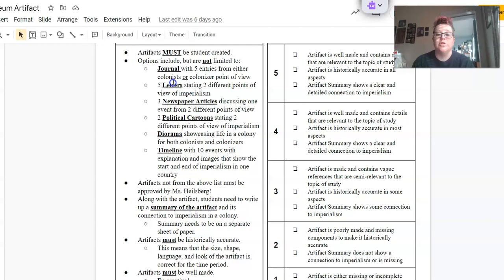And then your last one is your timeline with 10 events with explanation and images that show the start and end of imperialism in one country. If you're going to make a timeline, it needs to show 10 events, and every single event has to have an explanation and has to have an image. And you're showing events from one country that was imperialized. So, for example, India, Congo, China. Okay, you can obviously do research and pull up additional countries that we might not have discussed in class.